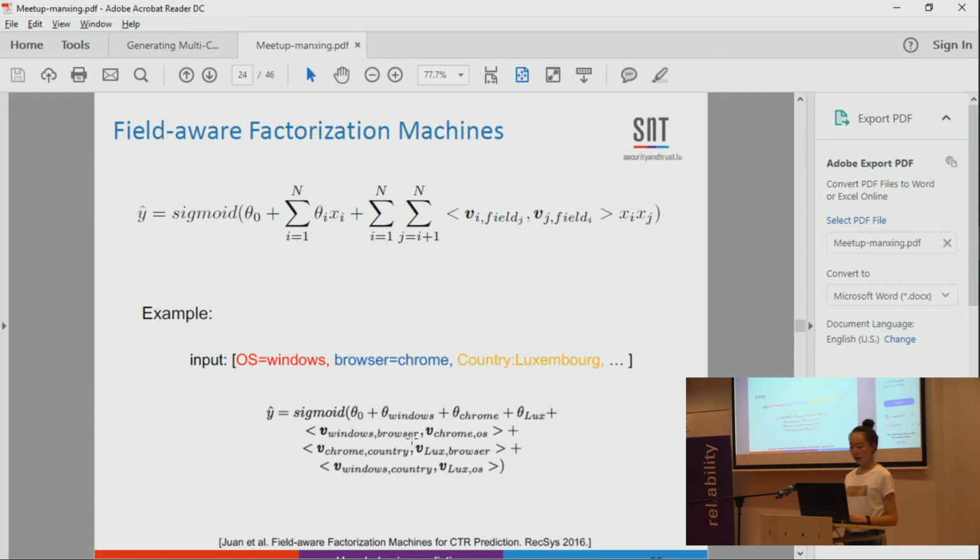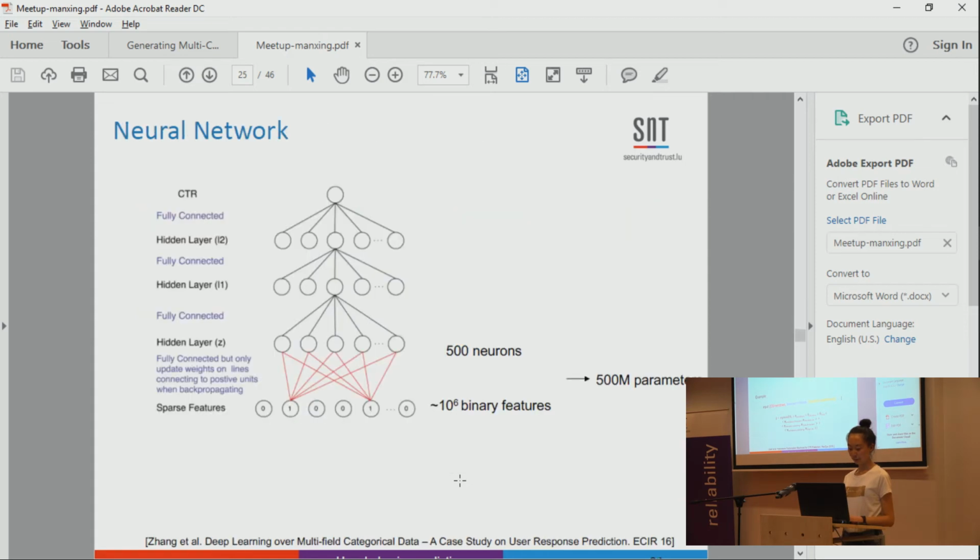So in this way, it can learn the interaction between feature values in a more specific way. So this field-aware factorization machine model has been widely used in the industry.